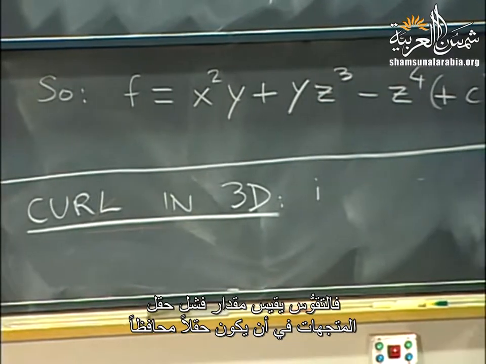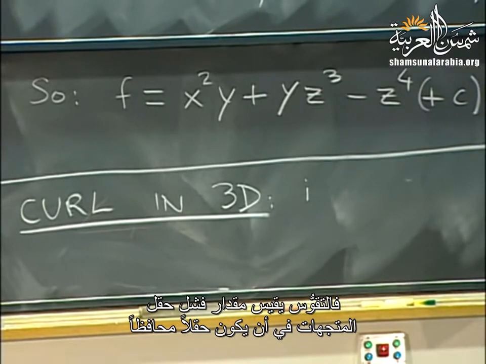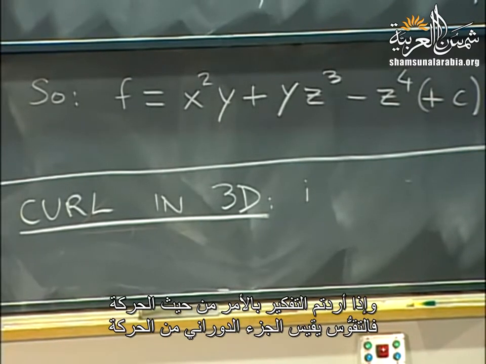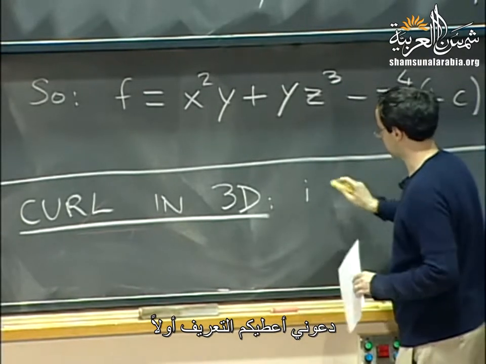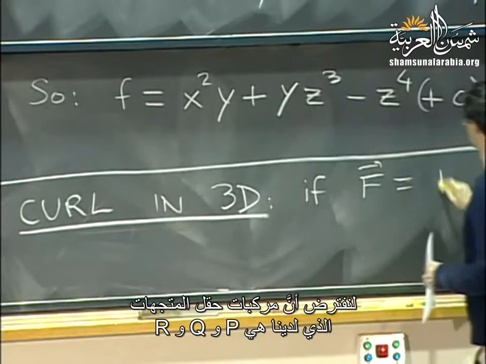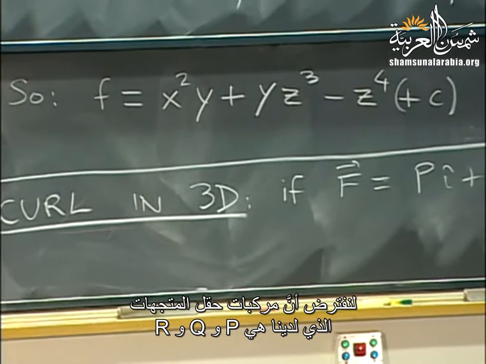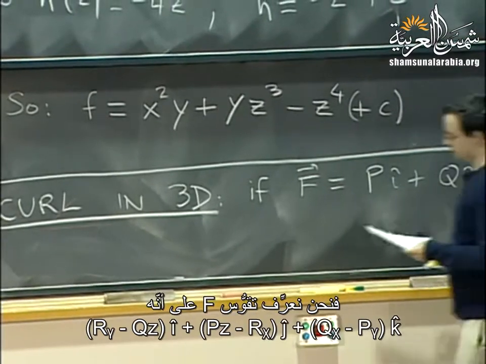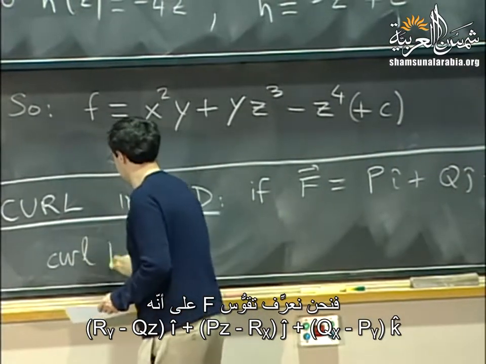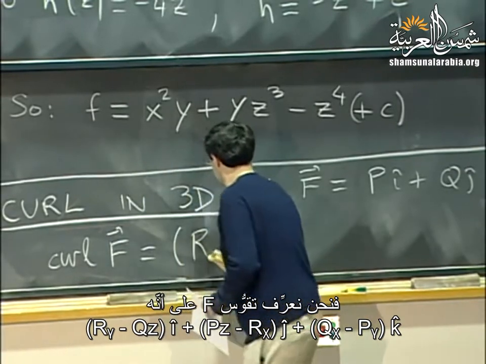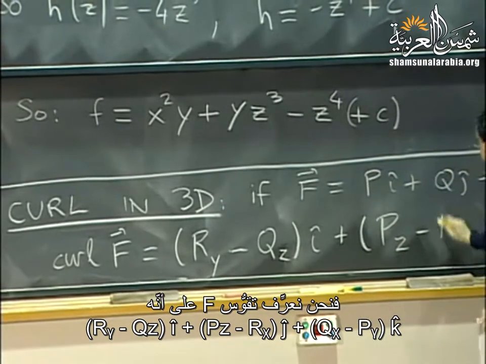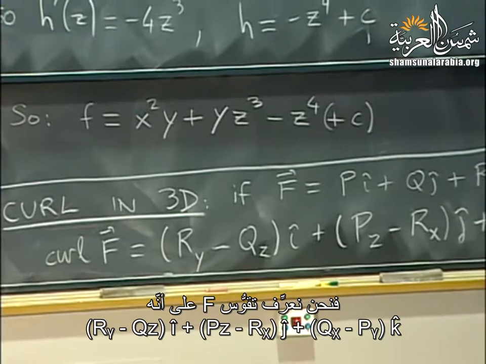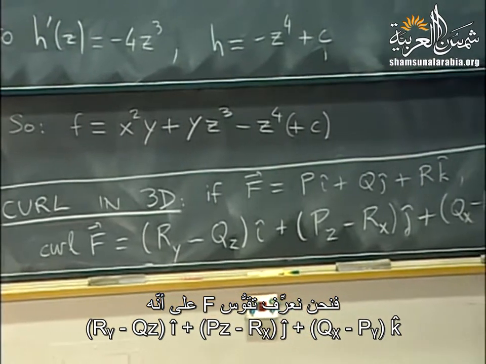So the curl actually is just going to measure how much your vector field fails to be conservative. And if you want to think about it in terms of motions, that also will measure the rotation part of a motion. So maybe I should say, well, let me first give the definition anyway. So let's say that my vector field has components P, Q, and R. Then we define the curl of F to be R sub y minus Q sub z times i plus P sub z minus R sub x times j plus Q sub x minus P sub y times k.